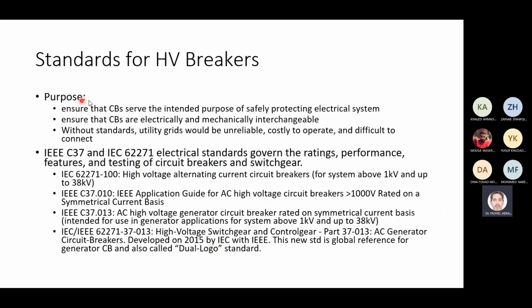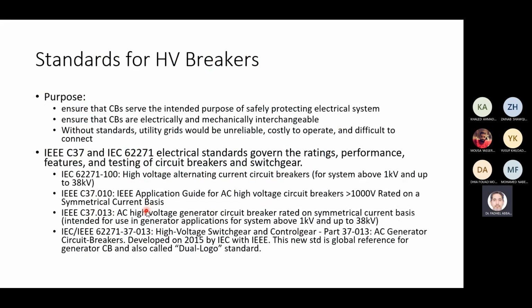We have different standards. We have to refer to the most common for circuit breakers: IEC IEEE 37 or IEC 62271. These are the commonly used standards related to circuit breakers, from which I have referred.